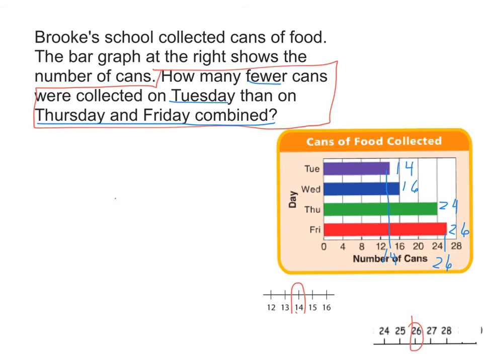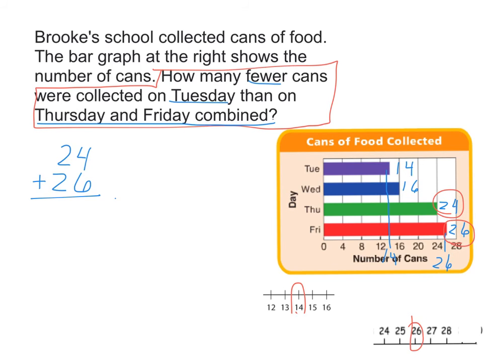So, going back to our question in the word problem. How many fewer cans were collected on Tuesday than on Thursday and Friday combined? So the first step that we need to do is combine the totals of Thursday and Friday. Remember, when we're combining, that means we're putting it together, and in this case, it would be addition. So on Thursday, we know that 24 cans were collected. And on Friday, 26 cans were collected. So let's go ahead and combine that first.